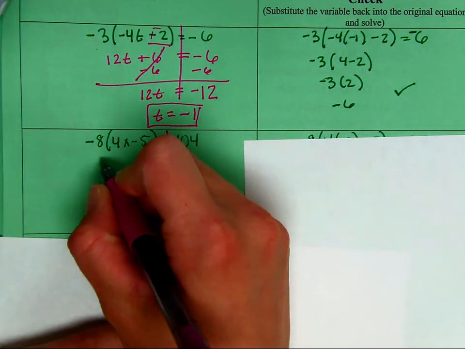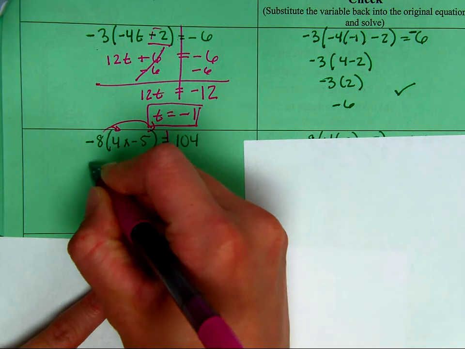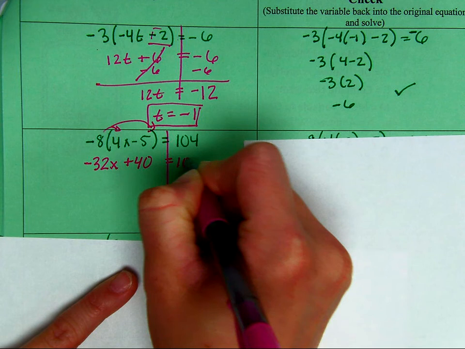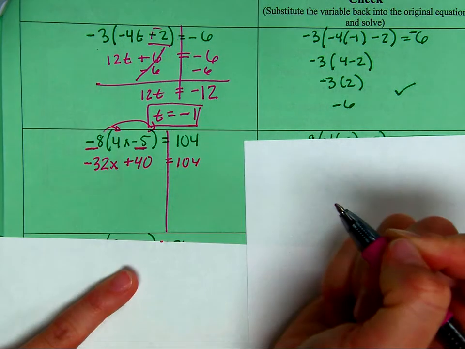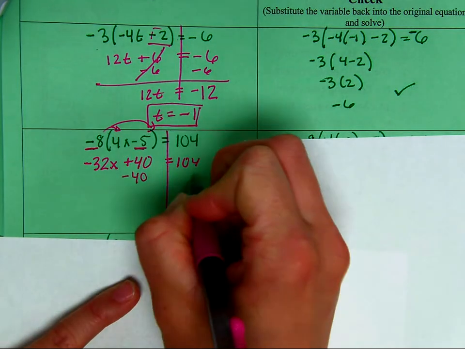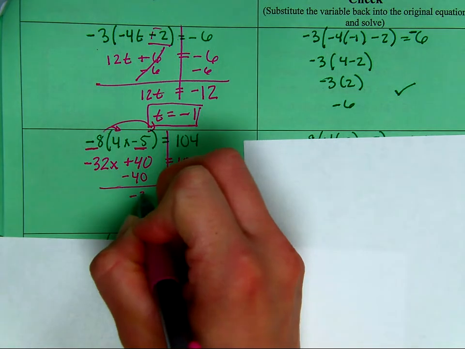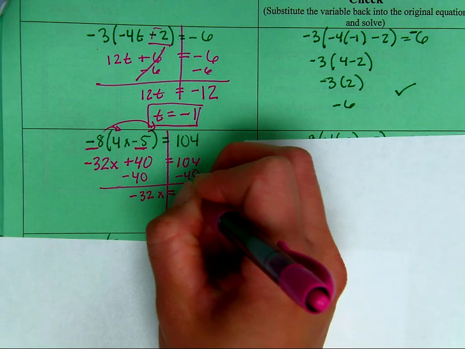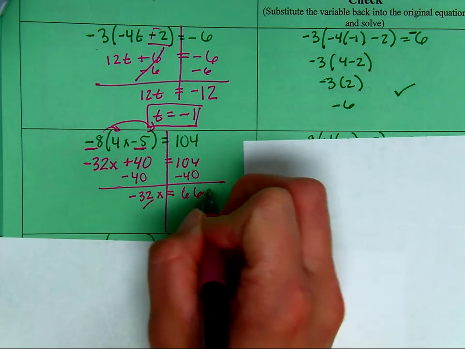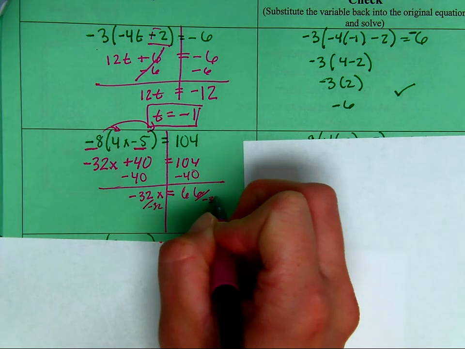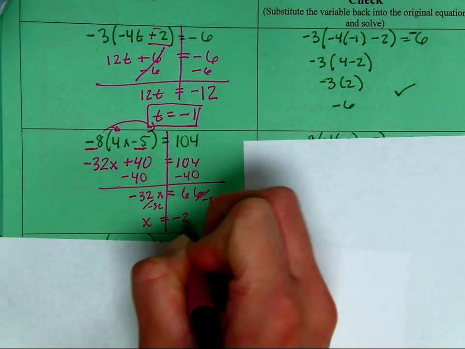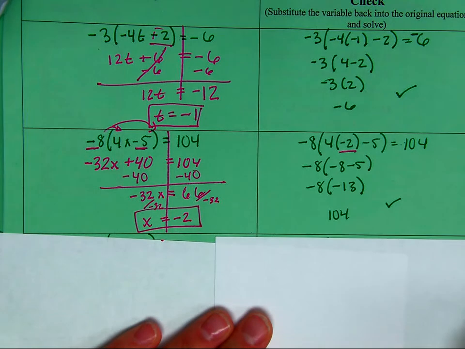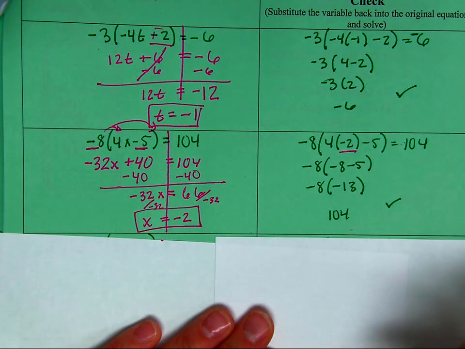And so this next one, distribute your negative 8, becomes negative 32x plus 40. Okay, that's positive there because I have 2 negatives being multiplied together. So when I subtract 40 from both sides, negative 32x is equal to 66. Divide by negative 32. X equals negative 2. And again, I can plug that negative 2 in for x, and then that gives me 104. So I know I've got the right answer.